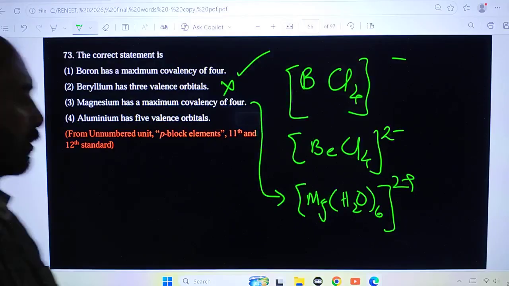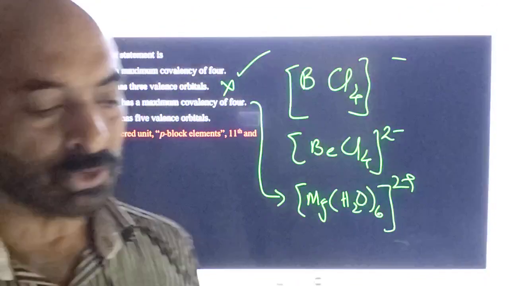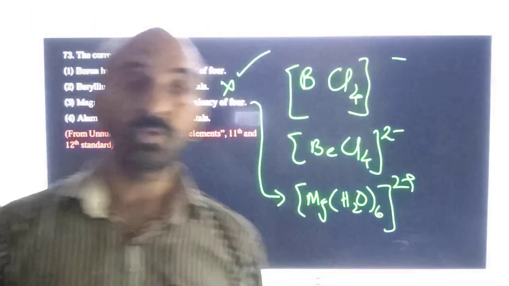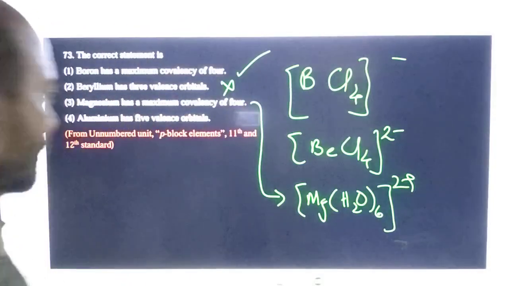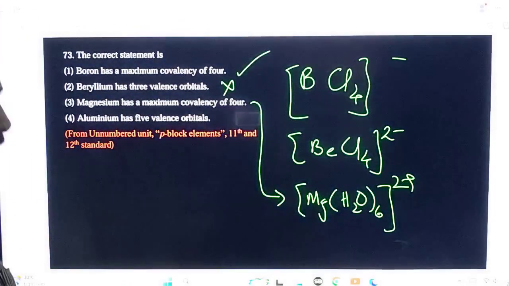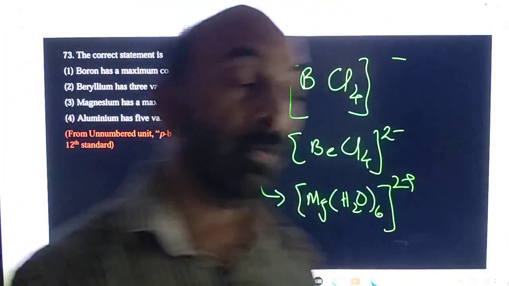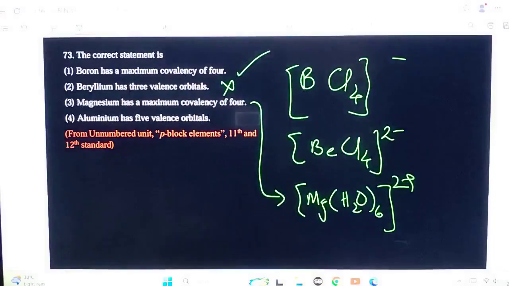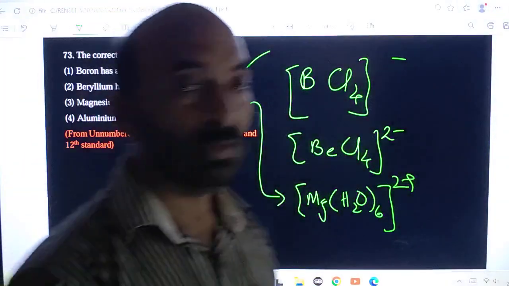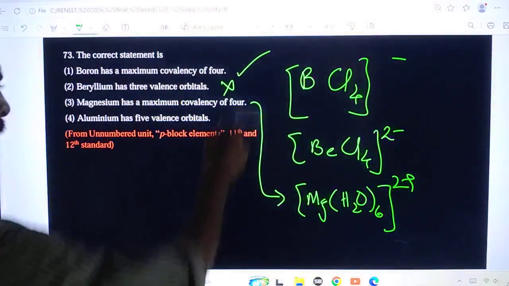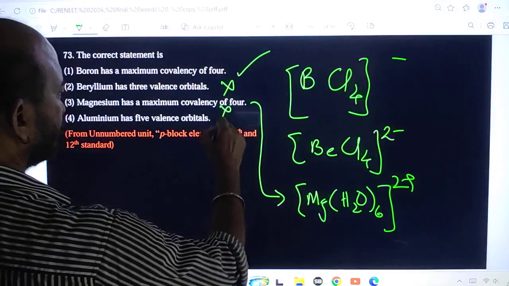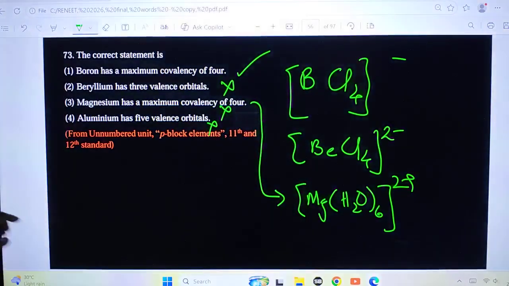Aluminium has 5 valence orbitals. Magnesium and aluminium both belong to the third period, so 3s, 3p, 3d, 9 orbitals are valence. Aluminium has a 3s orbital, 3p orbitals, and 3d orbitals. So that is also wrong. It has more than 5 orbitals. So here the only correct statement is which one? Boron has a maximum valence of 4. Okay? Yes.